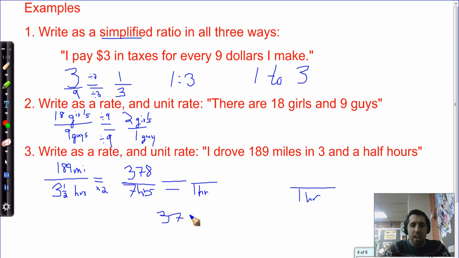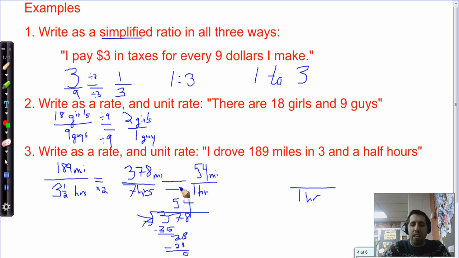And finally, to get our unit rate per 1 hour, how far are you driving? 378 divided by 7. Didn't this work? Beautiful. That'd be 5, would give us 35. We'd subtract. We'd get 2 left over. Bring down an 8. Show my operation, unlike my students. 7 goes into 28 4 times. 28 subtracts. We get 0. So we get 54 miles per every hour.